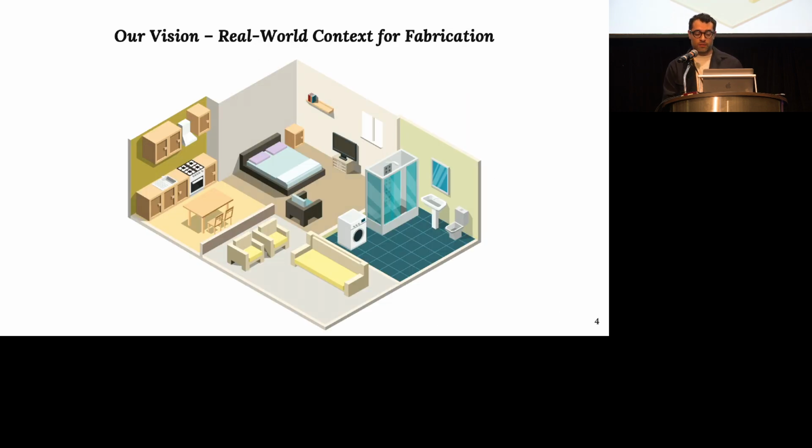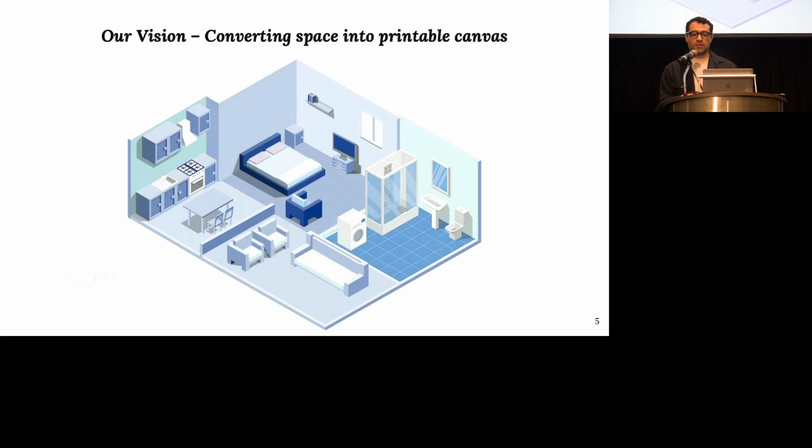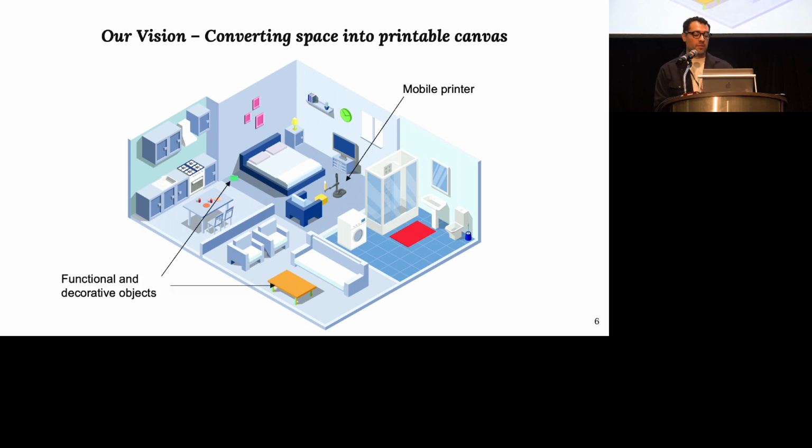And so our vision is to provide real-world context for fabrication and make machines that can relate to an entire environment and different objects in a space, essentially converting space into a 3D printable canvas using digital representations of entire scenes that we can then use mobile machines to go back into the space and directly augment, edit, the space with functional and decorative objects.